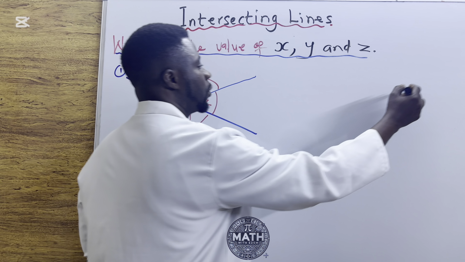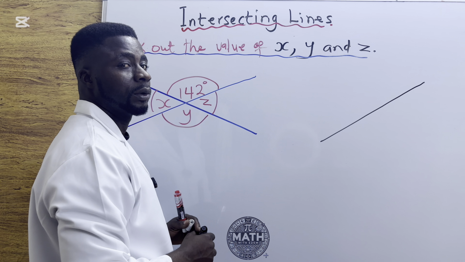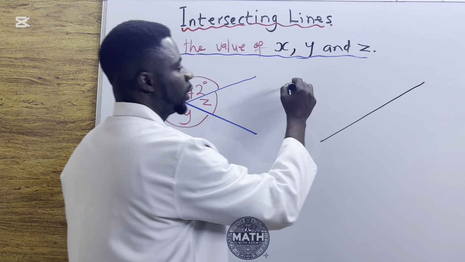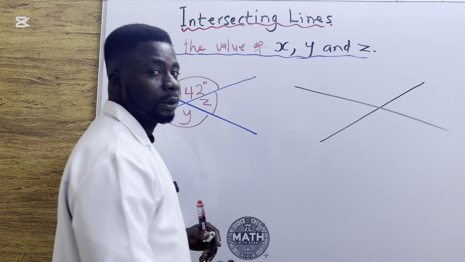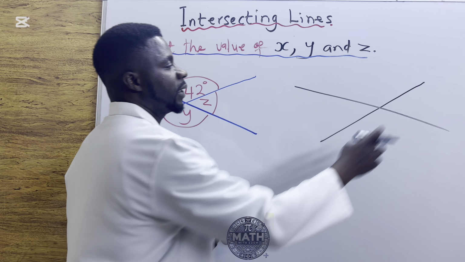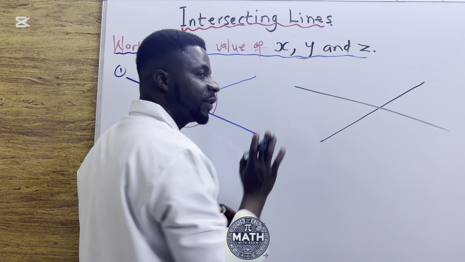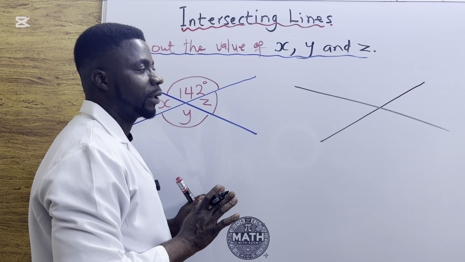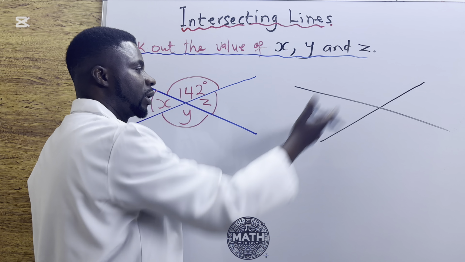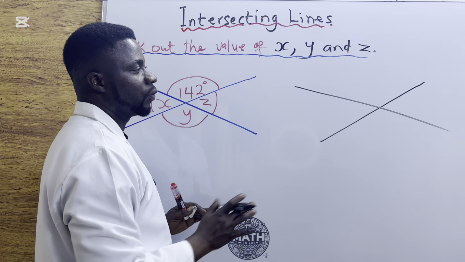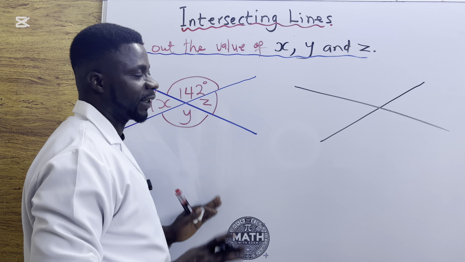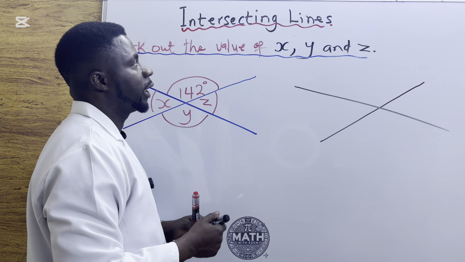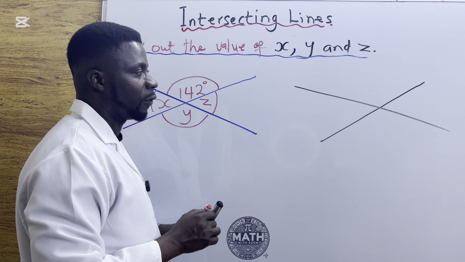So I'm going to draw a straight line and then another straight line across this. Okay, so we say that this line and this line intersect. They intersect because they have crossed each other. We say the two lines are intersecting lines. Now there are some rules we need to follow.